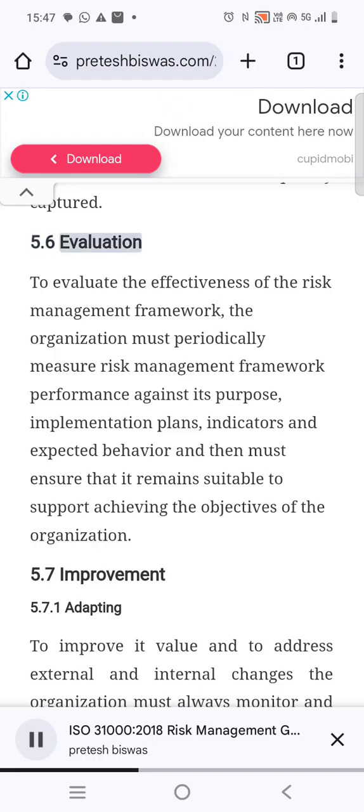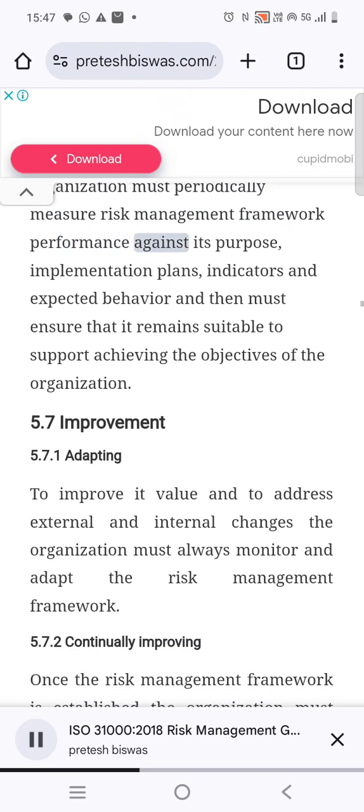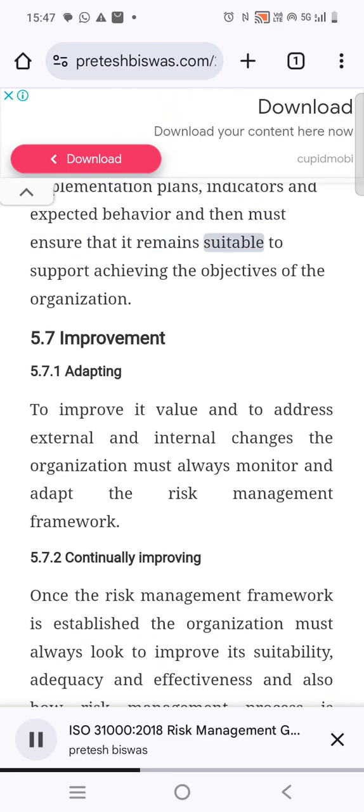5.6 Evaluation. To evaluate the effectiveness of the risk management framework, the organization must periodically measure risk management framework performance against its purpose, implementation plans, indicators and expected behavior, and then must ensure that it remains suitable to support achieving the objectives of the organization.